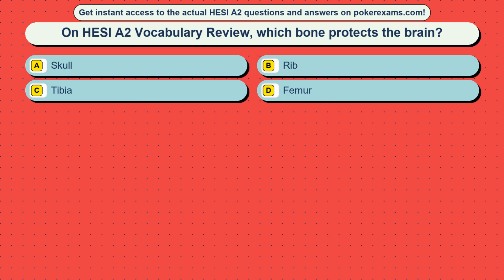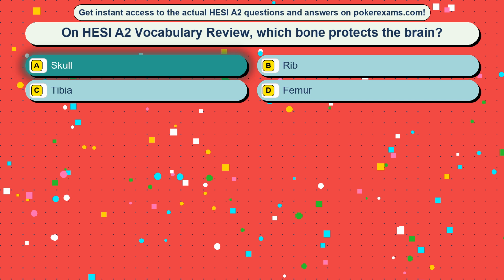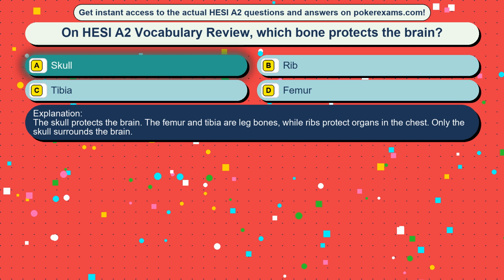Question 34. On HESI A2 Vocabulary Review, which bone protects the brain? Option A, skull. Option B, rib. Option C, tibia. Option D, femur. The correct answer is option A, skull. The skull protects the brain. The femur and tibia are leg bones, while ribs protect organs in the chest. Only the skull surrounds the brain.